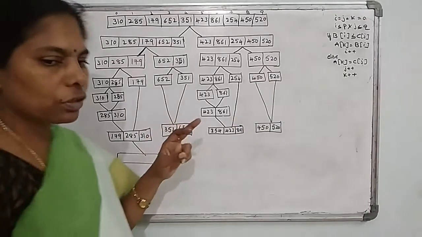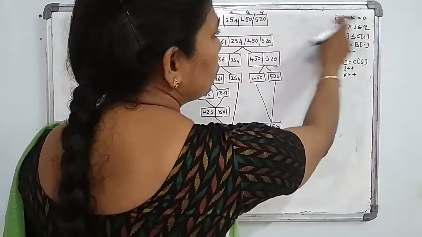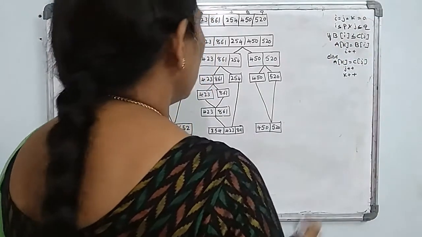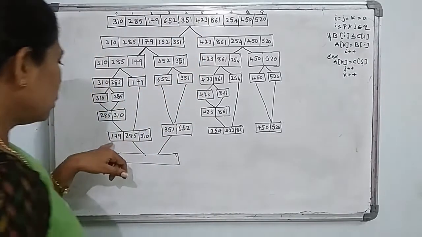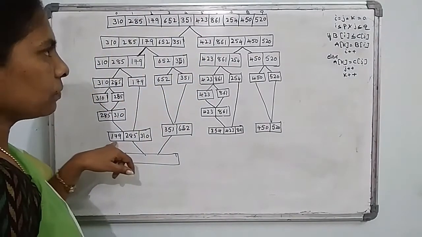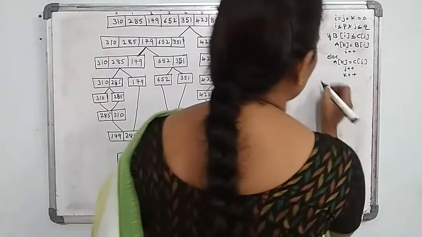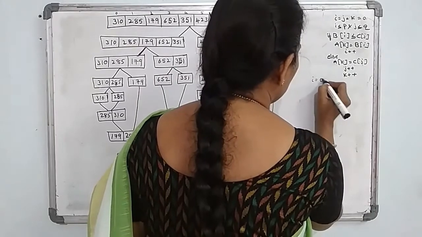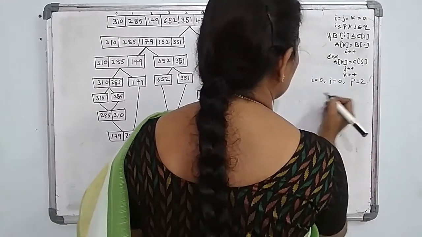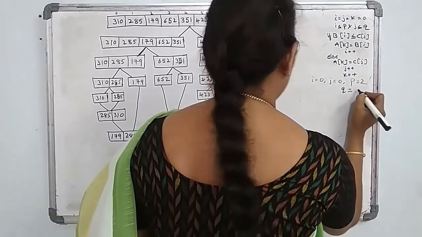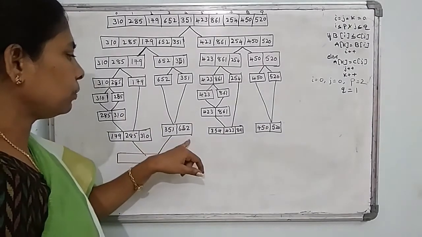Okay, now what is the process you want to apply? Initially i equals 0, j equals 0, k equals 0, and i is less than or equal to p and j is less than or equal to q. P means the elements 0, 1, 2, so p equals 2 and q equals 1, so 0 and 1. This is the p elements and this is the q elements.